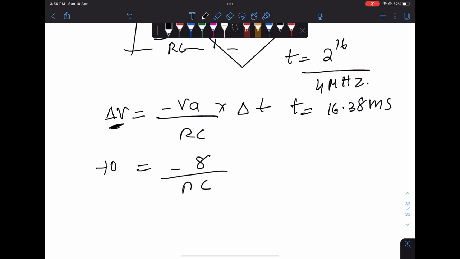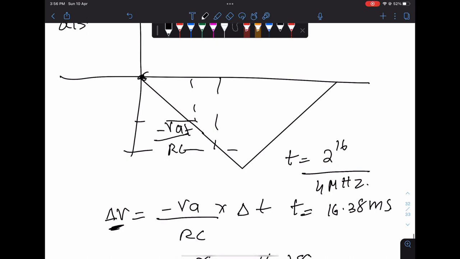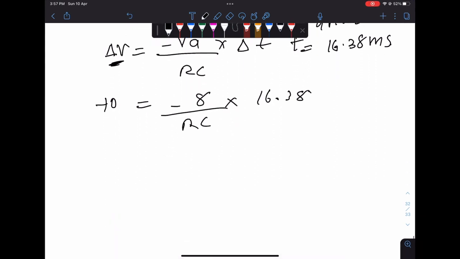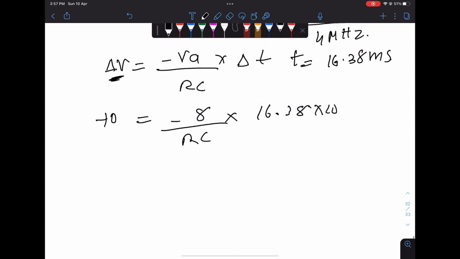So on slope, we know minus 8 by RC is equal to 16.38. So 16.38 is the time taken by the counter to count from 0 to 2 to the power 16, like 65,536. Up to that counting, the counter will take that many milliseconds, with 10 to the power 3 also there. So by that time, the output voltage will be minus 10. So you can find the value of RC, and that will be 2.205 kilo ohms.